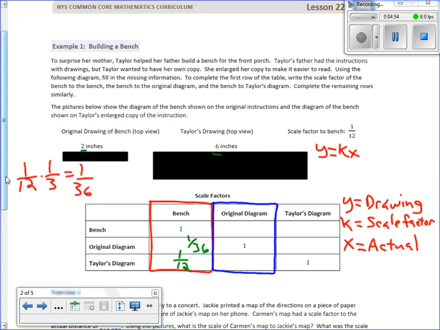Okay, what were we given? We were given the original diagram, Dad's diagram, 1. Well, we already know that it's a third of Taylor's diagram, where Taylor tripled it. We went from 2 to 6, so 1 times 3 is 3. Okay? So now if we use this equation, y equals kx, now all we need to find is the actual bench, and that's x. So I know y. I know my scale factor. Now I just need to find the size of the bench.